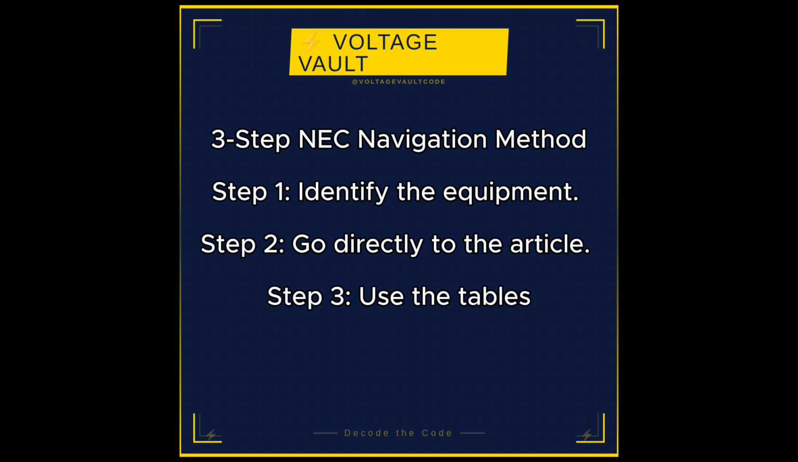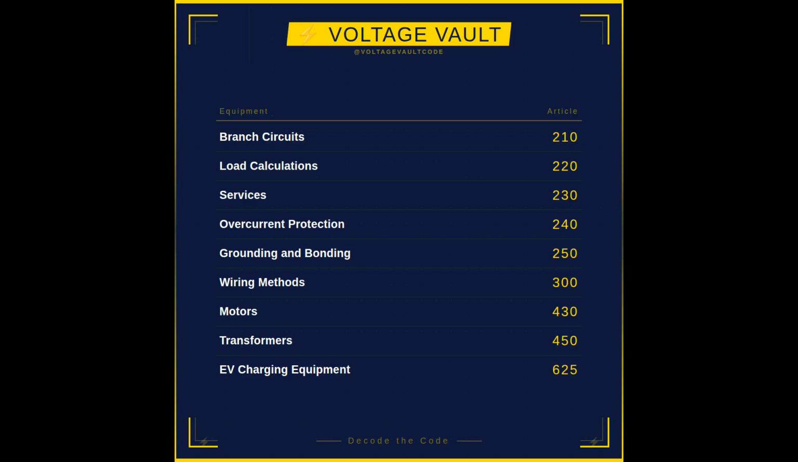Use this simple 3-step method. First, identify what type of equipment or system the question is about. Once you know the equipment, you usually know the article. Grounding rules are in Article 250. Motor rules are in Article 430. Overcurrent protection is in Article 240, which is one of the most commonly referenced articles in the NEC. Electric vehicle charging equipment is covered in Article 625, which was significantly expanded in the 2023 NEC.